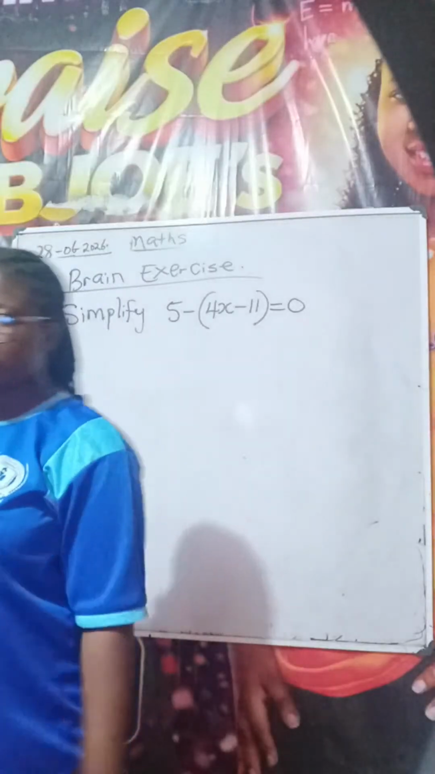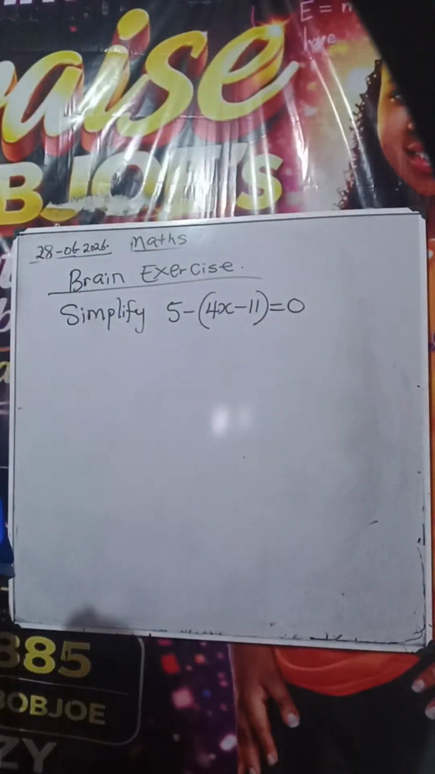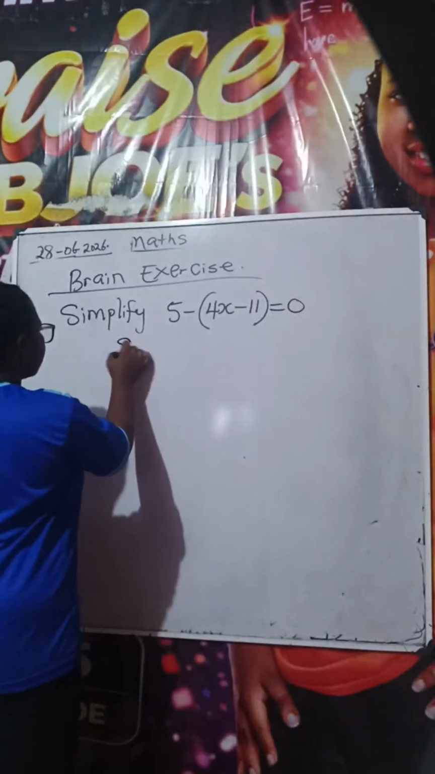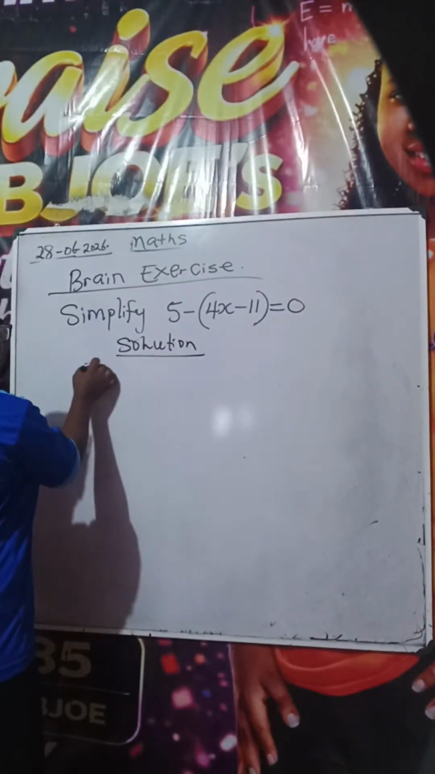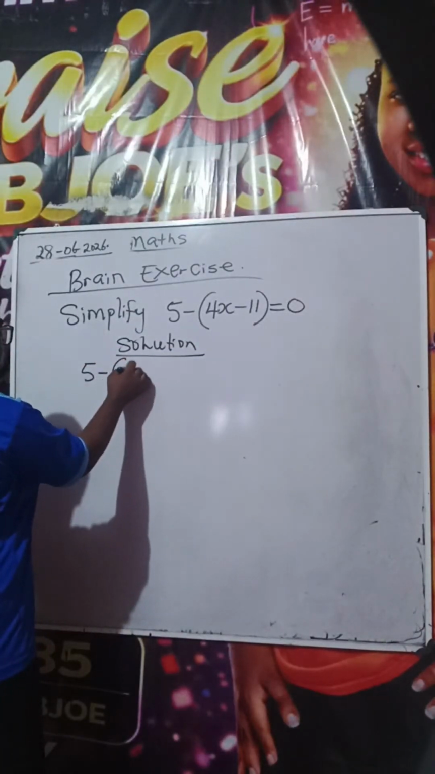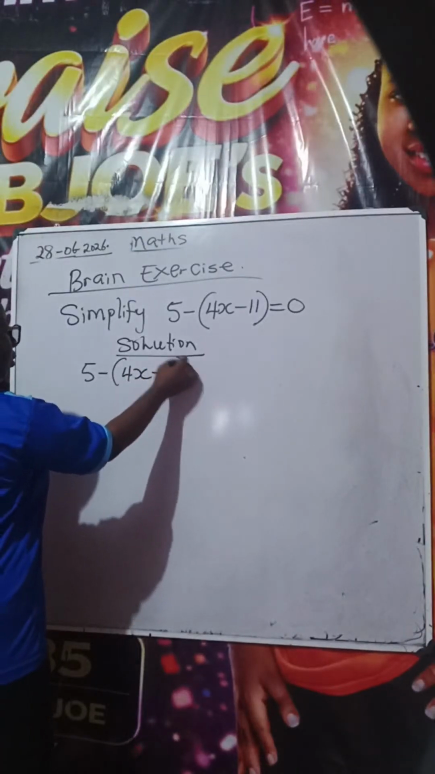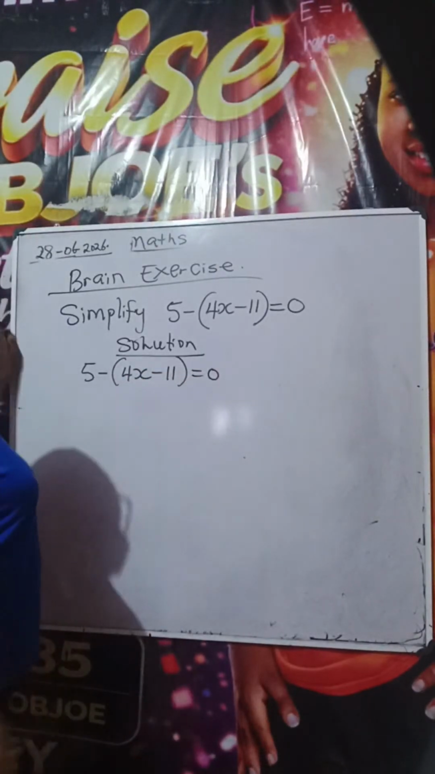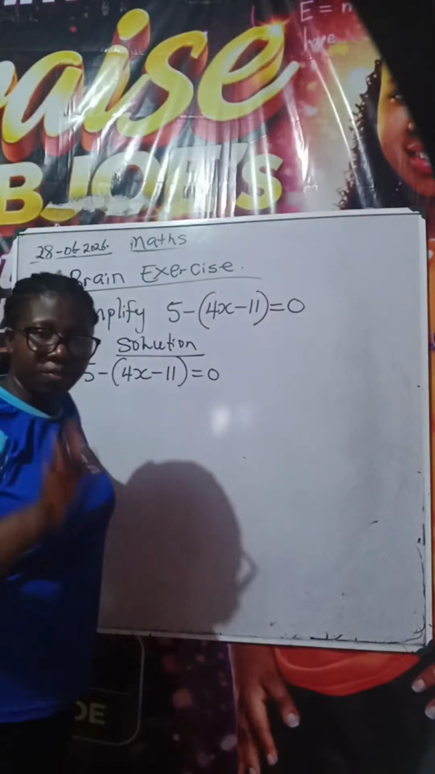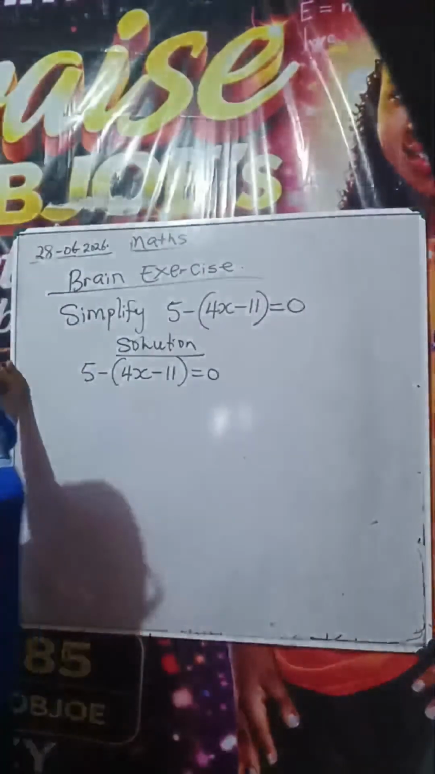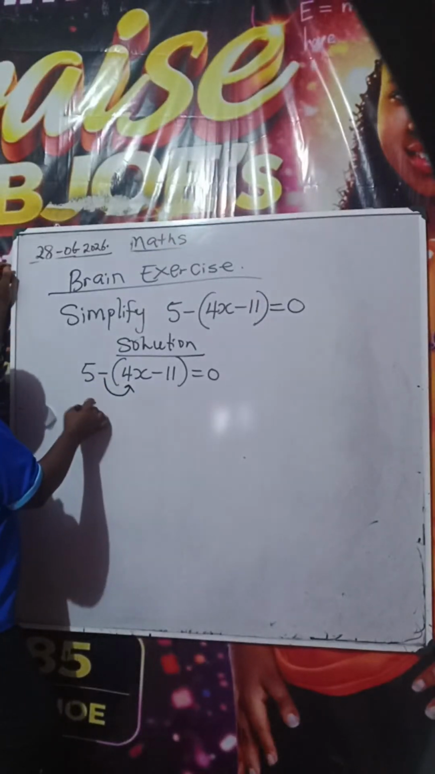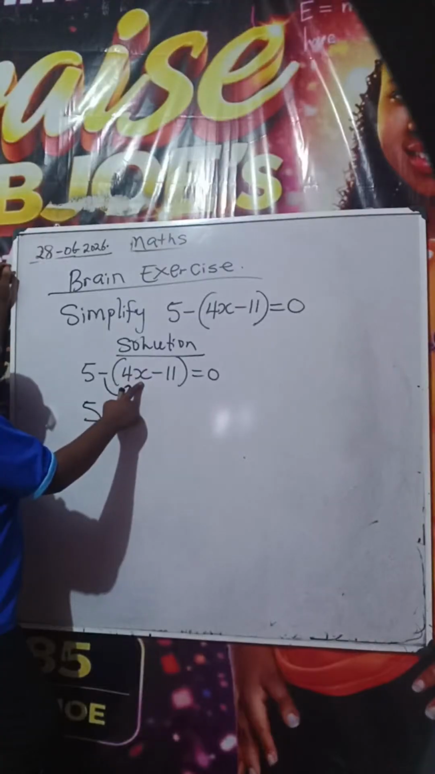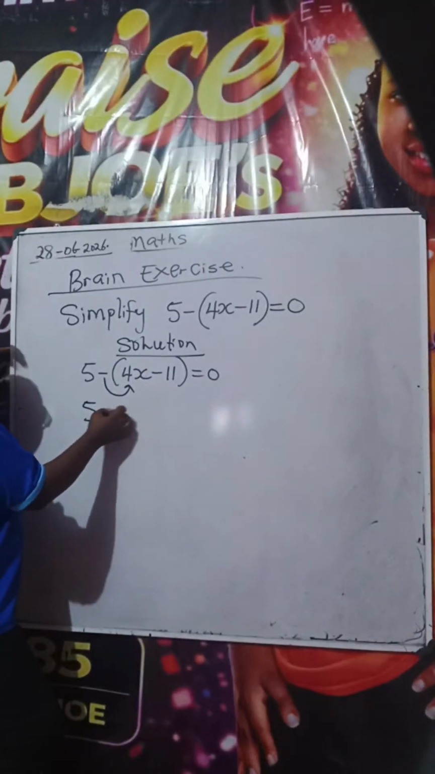So look at this one. Now, what do we do? Okay. Now, let's bring the question down. Solution. So we have 5 minus 4x minus 11 equals to 0. Now, the first step is to open the bracket. So I will use this minus. So we have 5, minus times 4x will give us minus 4x.